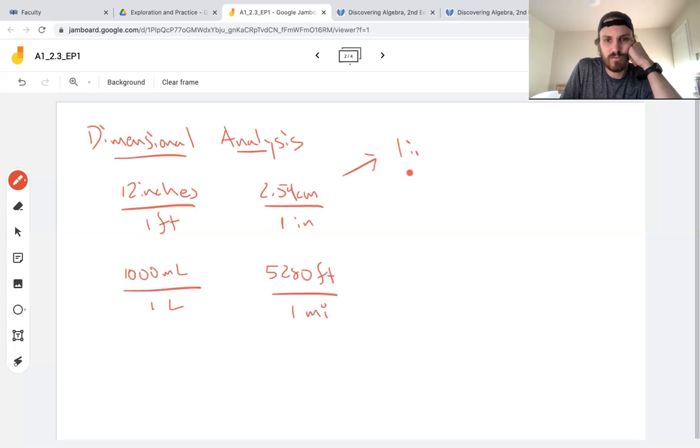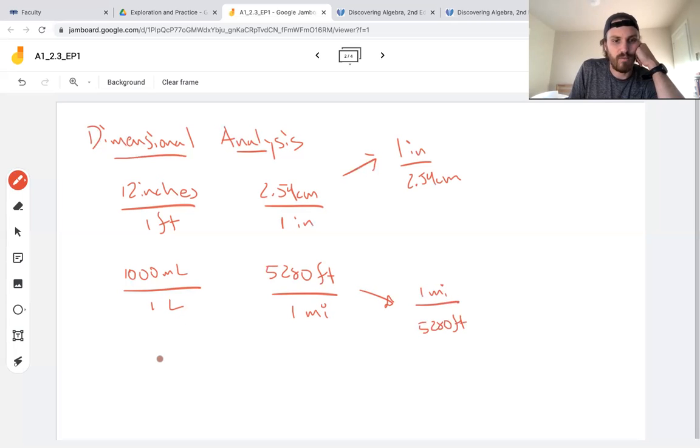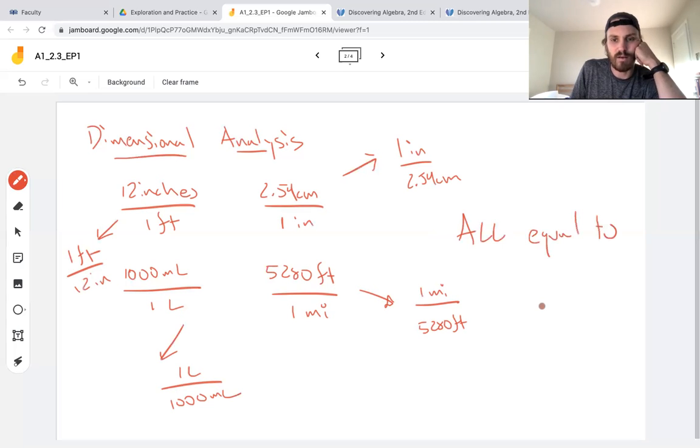1 inch, 2.54 centimeters, still equal to 1. 1 mile divided by 5,280 feet, that's still equal to 1. 1 liter, 1,000 milliliters here, 1 foot, 12 inches. So these fractions are all equal to 1, all equal to the number 1, because when you divide something by the same thing, you just end up with 1.